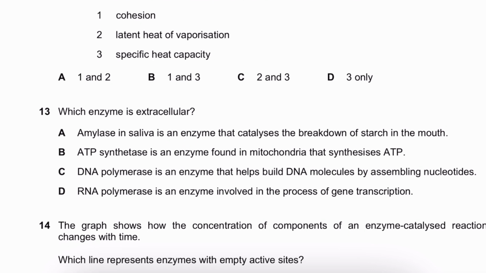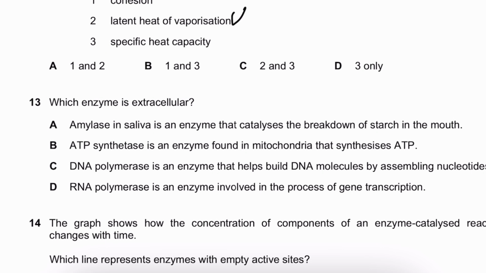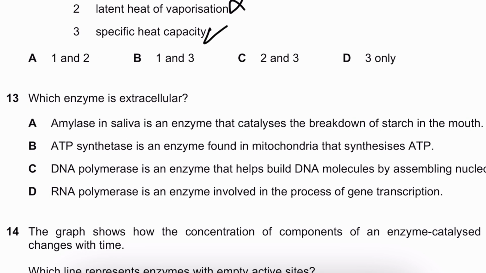Which properties of water reduce temperature changes inside cells? Obviously cohesion, latent heat of vaporization, or specific heat capacity. Latent heat of vaporization has to do with the evaporation of water and how it's hard for water to evaporate and requires a lot of energy. So this has nothing to do with cells. Cohesion, I mean, water does connect together, but temperature changes specifically relate to specific heat capacity, and so it's only 3.